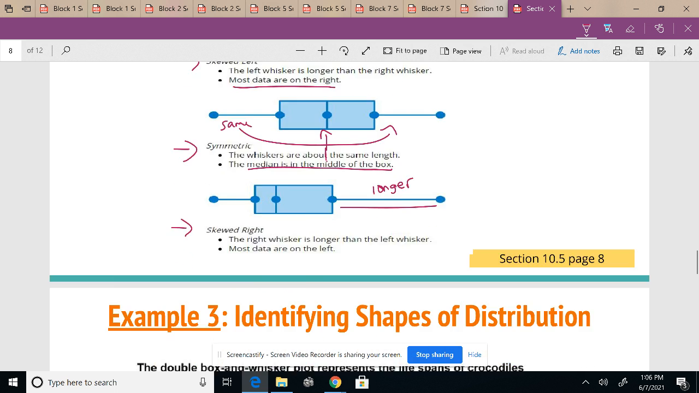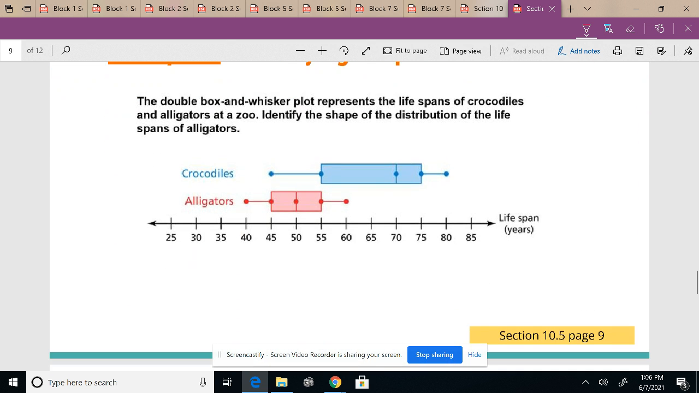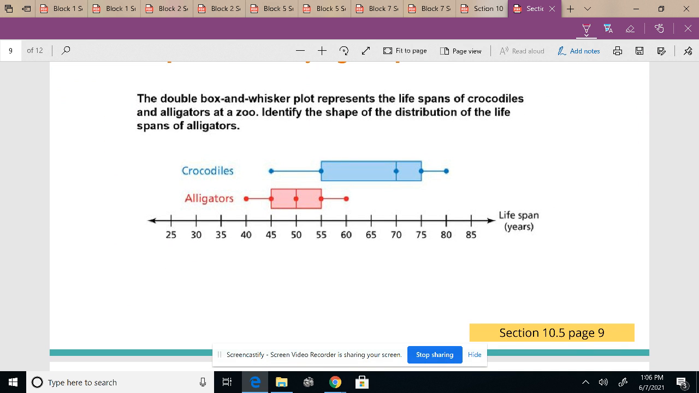All right, so let's try it. Example 3. The double box and whisker plot represents the lifespans of crocodiles and alligators at a zoo. Identify the shape of the distribution of the lifespans of alligators. So basically, this is just one number line with just 2 box plots on top. But they only want us to look at alligators. So when you're looking at the alligators, we're just looking at this one.